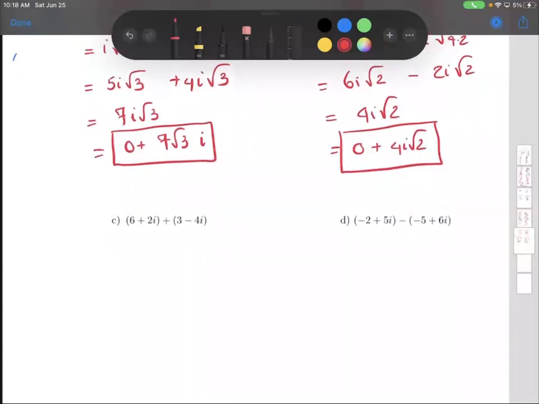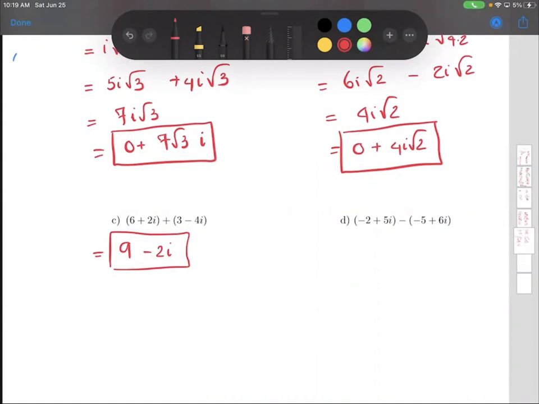Okay, C, adding. Well, you add like term to like term, right? So 6 plus 3 is, and then you know what, if I was you, I'd do one more step here. Well, 6 plus 3 is 9. 2i minus 4i is negative 2i. That's easy. Reason being is because we don't have to take care of the negative.